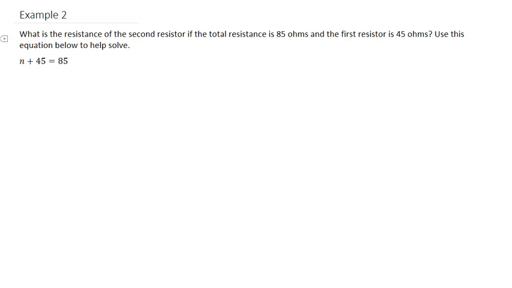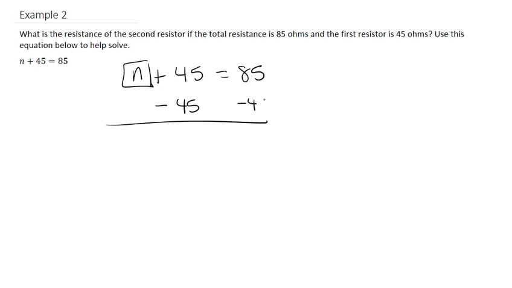Example 2. What is the resistance of the second resistor if the total resistance is 85 ohms and the first resistor is 45 ohms? Use the equation below to help us solve. So now we have n plus 45 is equal to 85. What we need to do is get our variable all by itself. So how we do this is we're going to go ahead and subtract 45 to both sides, because whatever we do to one side, we do to the other. So 45 minus 45 just gives us 0. So we have n plus 0, which is equal to now 85 minus 45.